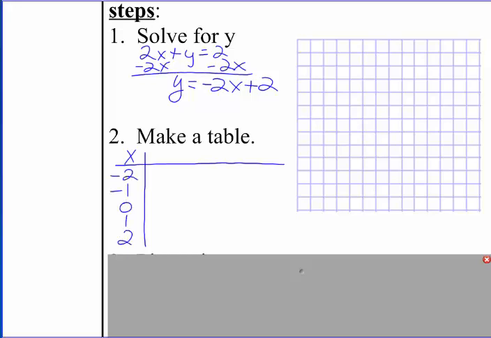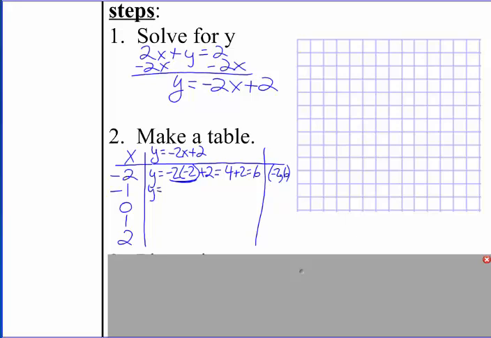So these are the common ones that we use. We are going to plug them into the equation, -2x plus 2, so that we can find the corresponding y for each of these x's. So y equals -2 times -2 plus 2. So as we simplify that, the -2 times -2 is +4 plus 2, which is 6. So that's the point, -2, 6.